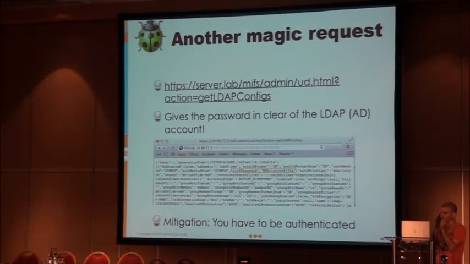Another magic request, very similar. This time it's regarding LDAP. With Mobileiron, you can connect the mobile device management system to Active Directory. So when your users are accessing their mailbox, they are validated by Active Directory or some LDAP. And to do that, the MDM server needs an account in the Active Directory. It's configured somewhere. And again, you can retrieve this password in clear with this simple GET request. So in this case, it's here.